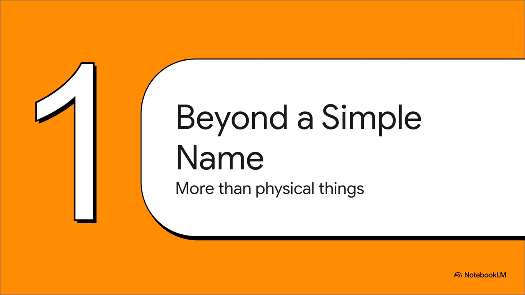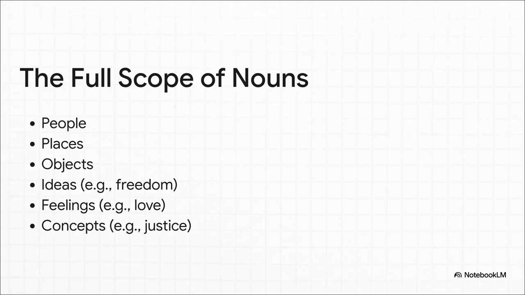Nouns give us the framework to understand our entire world, not just the parts we can physically see and touch. Yeah, of course they name the obvious stuff, people, places, and objects. But what's really fascinating is how they give shape to things we can't see. They let us grab onto and talk about huge ideas like freedom, powerful feelings like love, and these core concepts like justice. I mean, these are the nouns that really shape our lives.